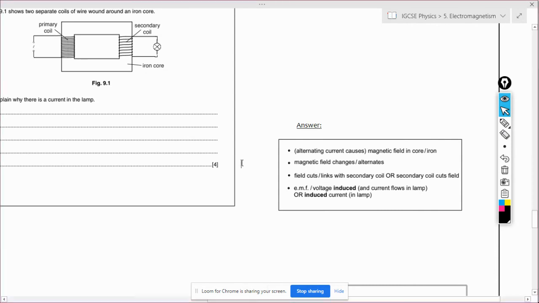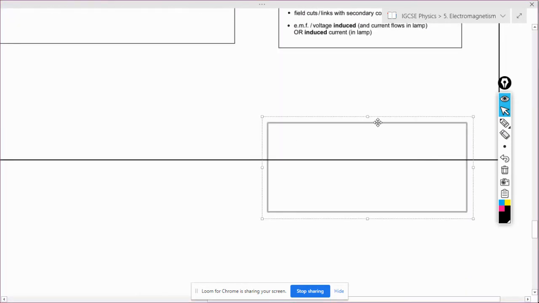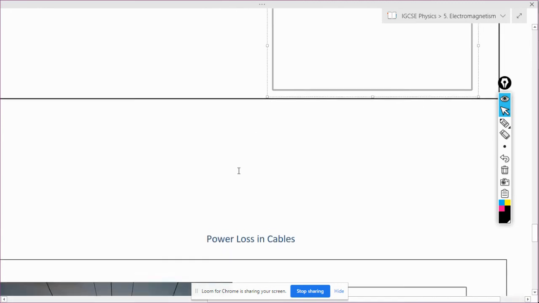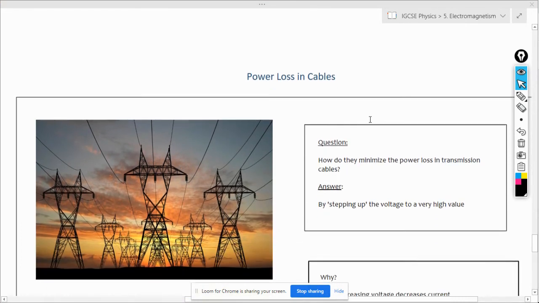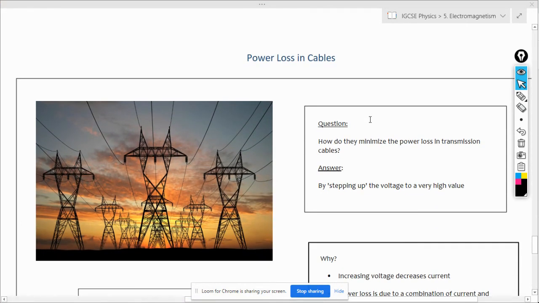And then one last thing to mention in transformers is power loss in cables. Now, these are very common past paper questions. So the question is, how do they minimize the power loss in transmission cables? When they produce electricity at a power generating station, it's usually produced somewhere very far away. So in order to get it to cities like KL, they have to run the electricity through super long power cables that go for hundreds of kilometers.